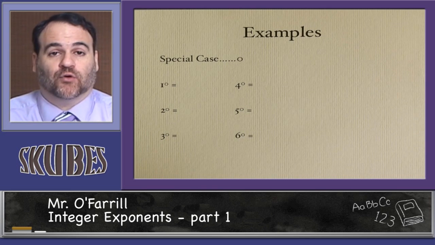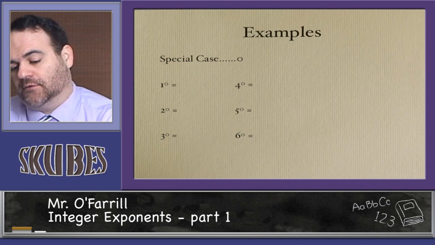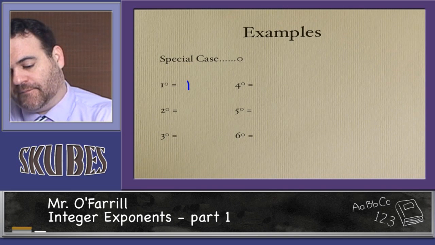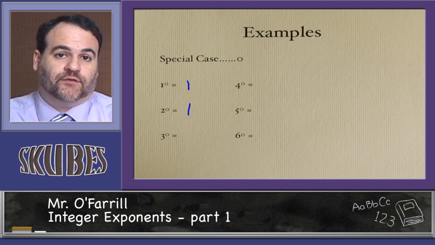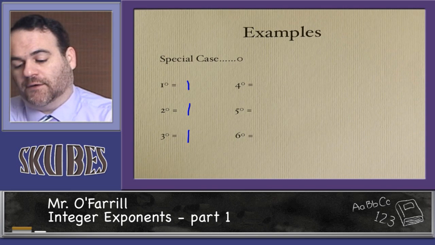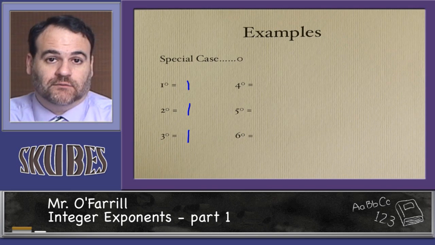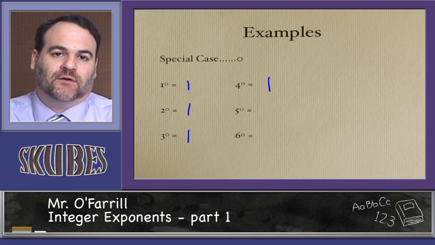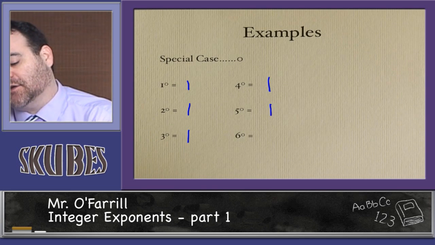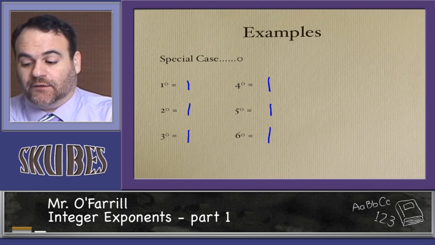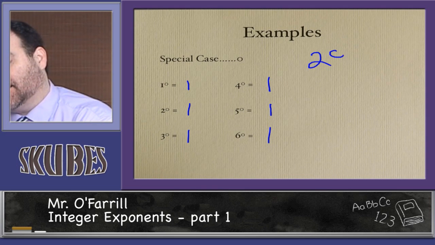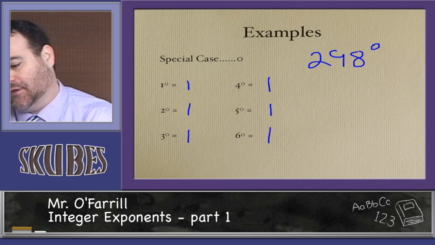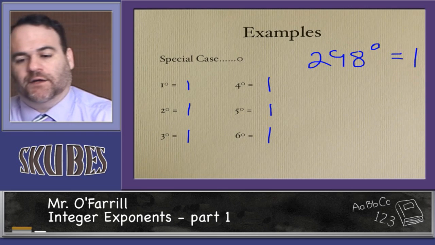1 to the 0th power is 1. 2 to the 0 power is 1. 3 to the 0 power is 1. 4 to the 0 power, 1. 5 to the 0 power, 1. 6 to the 0 power, 1. Okay? If I did 298 to the 0 power, what's that going to be? That's right. It's just 1.